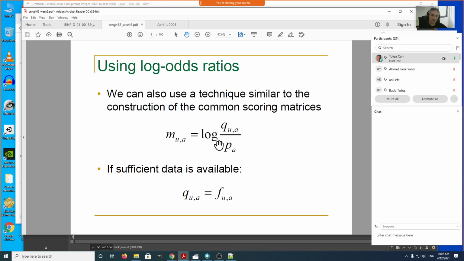And when you take the logarithm of 12, it's going to be a positive number. So it's going to be a match score. But if the observed occurrence of that letter A in that position is less than the expected occurrence by random, then we are going to have a mismatch penalty. If you try to put A in that column in the profile, it's observed even less than what we expect by random, so you're going to get a mismatch penalty.